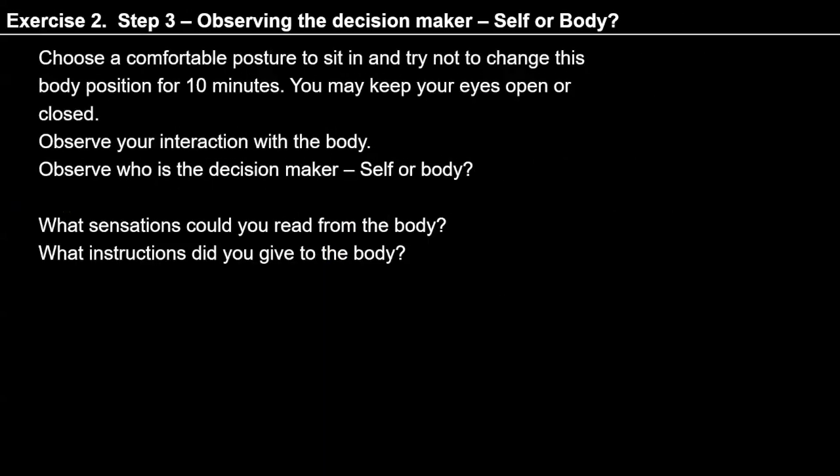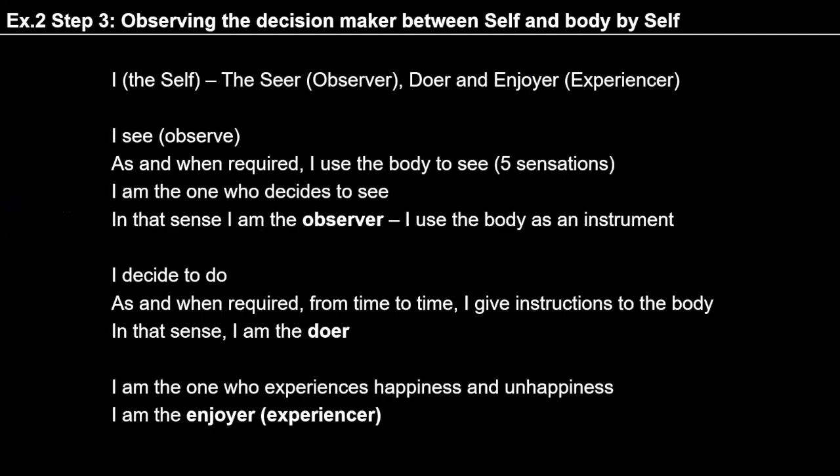In step 3, we are also trying to see that I am seer, doer and enjoyer. I am seer: I see the body, I see myself as and when required. In that sense, I am observer. I decide what to do with the body, with the information. In that sense, I am doer, and I am the one who experiences happiness and unhappiness of my decisions. In that sense, I am experiencer also. So I am seer, doer and enjoyer.